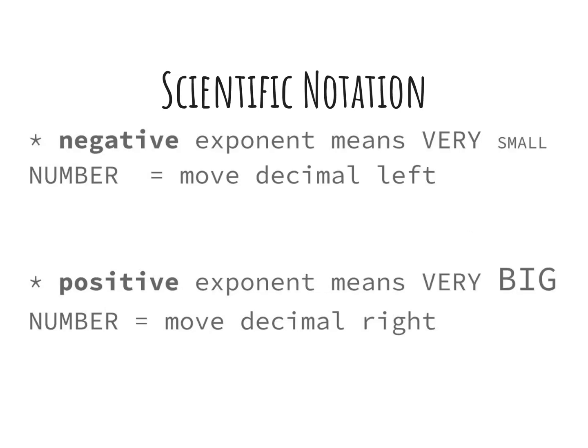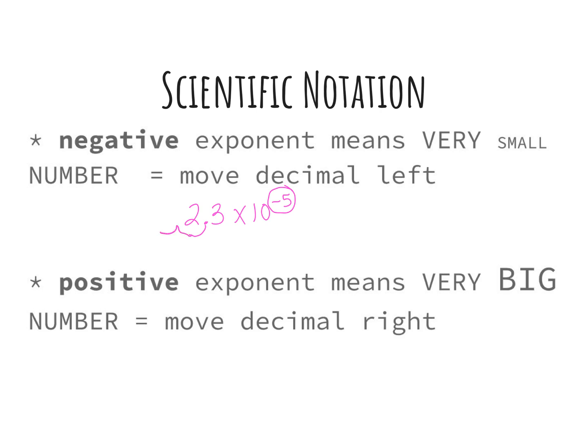A negative exponent means you have a very small number. So when you're converting from scientific notation to standard notation, you're going to move the decimal to the left. So an example of this would be something like this. If I have 2.3 times 10 to the negative 5, well, since I have that negative exponent, that means I'm going to move my decimal to the left 5 places.